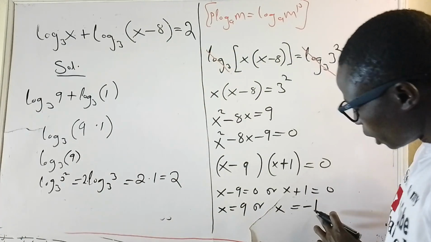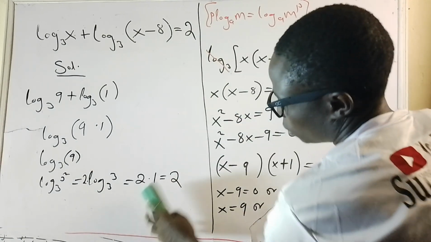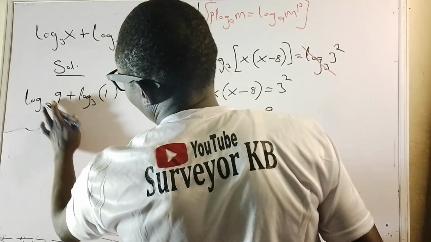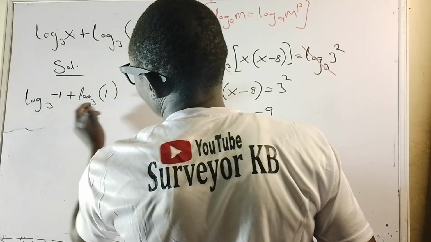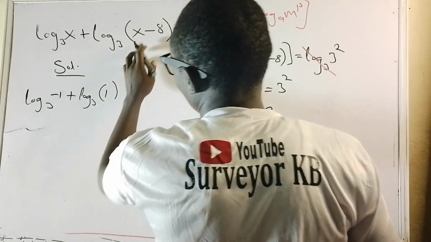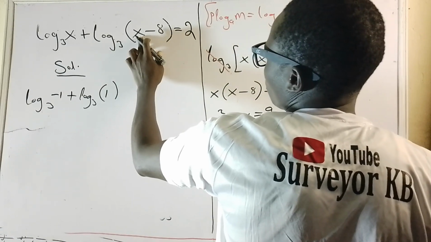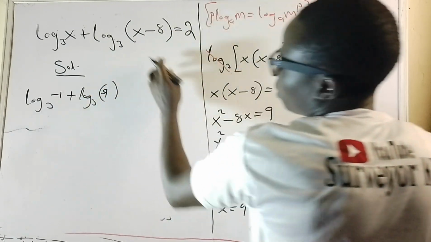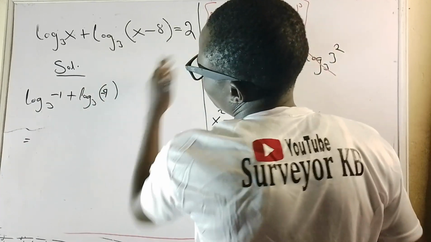And let's see whether minus 1 also satisfies the equation. So let's put minus 1 here, and here also minus 1, minus 8 is minus 9. So if that is the case, let's see whether we'll have 2.